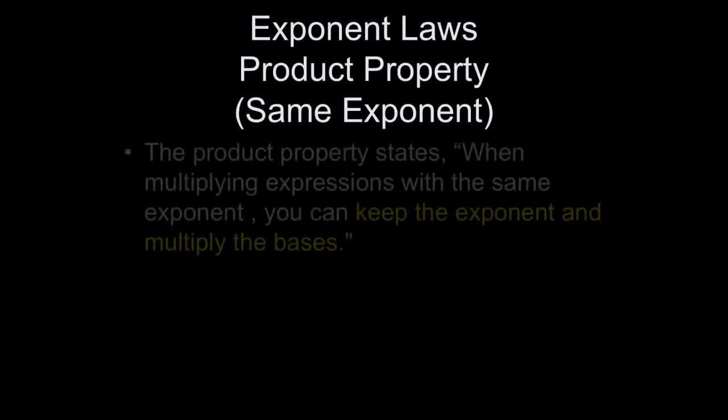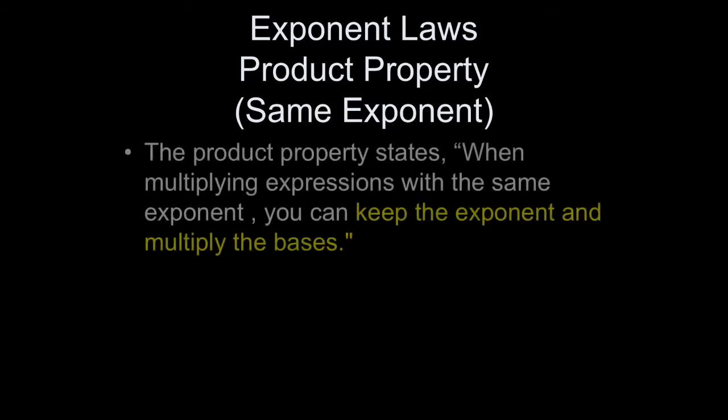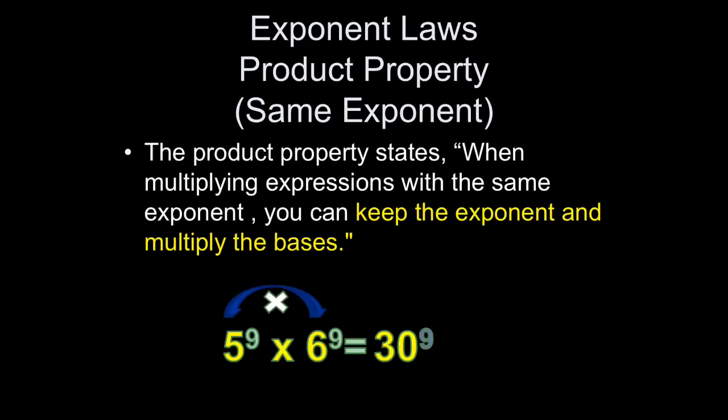This one is another product property, which means we're dealing with multiplication, but in this case, instead of the base being the same, it's the exponents that are the same. So the product property states when multiplying expressions with the same exponent, you can keep the exponent the same and multiply the base numbers.